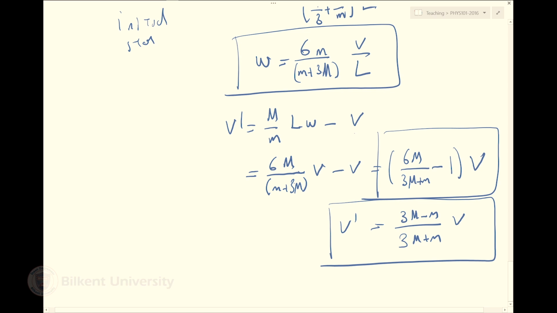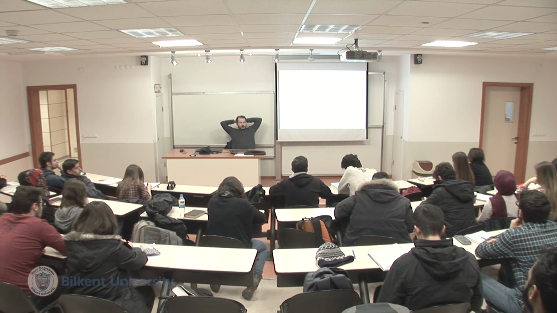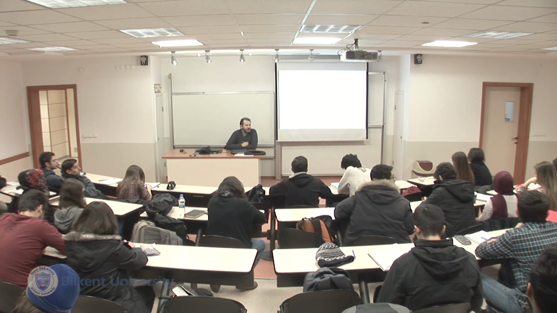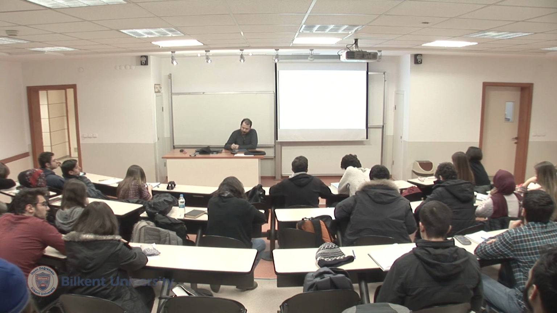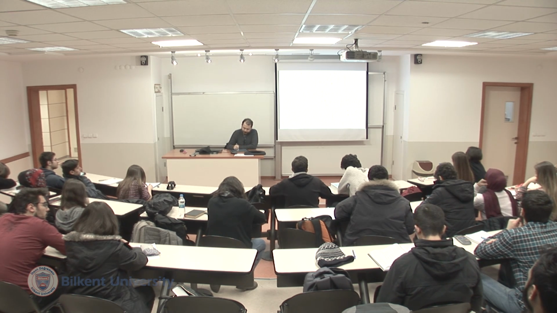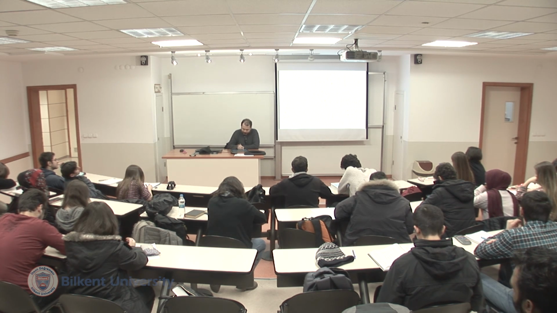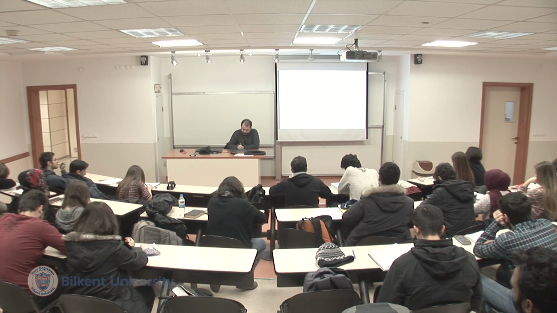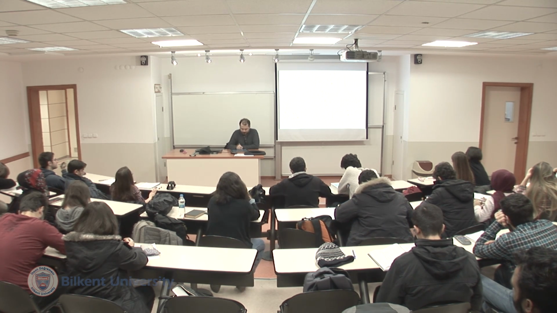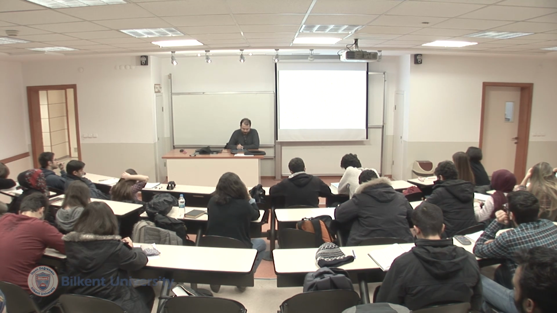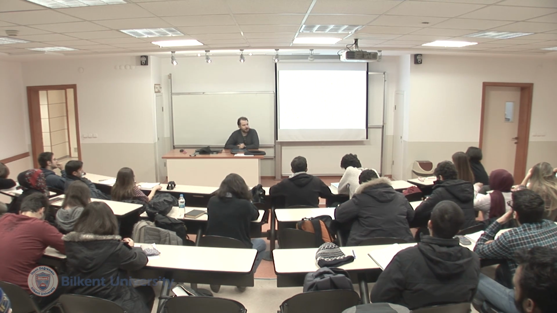There was a question. Wasn't there? No? Yes? Louder. Capital M divided by small m, how did they disappear? So let me do it slowly here, that term. M over small m L, and for omega I write 6 small m divided by m plus 3m, V over L, right? Small m's cancel, L's cancel, and that's what I get. Okay.